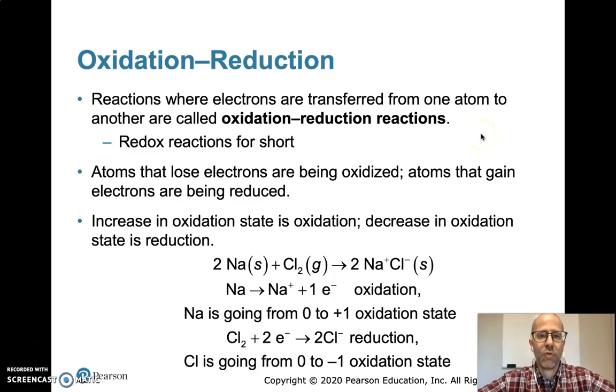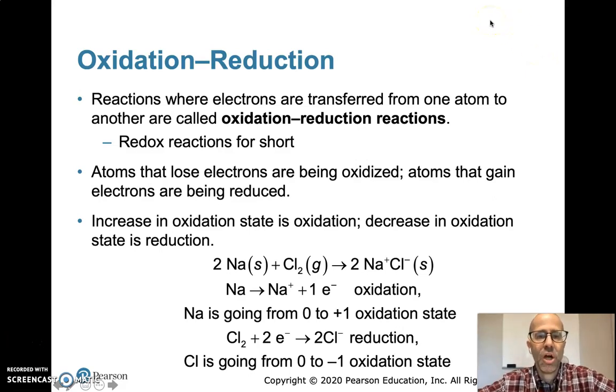My name is Mr. Cobalt, and in this video I'm going to be talking about redox reactions. I'm going to talk about what oxidation and reduction are, how you can determine whether or not you have a redox reaction, and how you go about balancing a redox reaction.